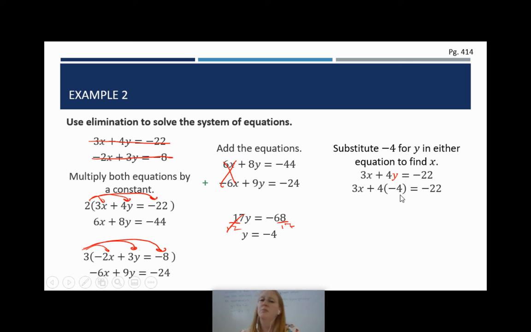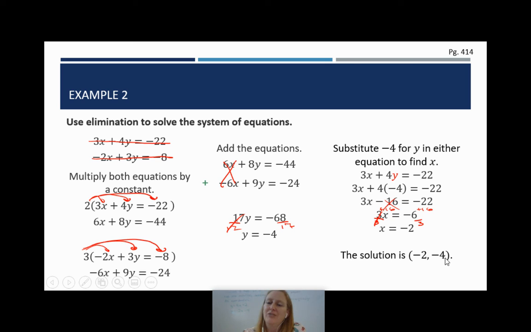Of course, 4 times negative 4 is a negative 16. And I'm going to go ahead and add 16 to both sides. So those will cancel out. Negative 22 plus 16 is negative 6. And then we'll divide both sides by 3. And that cancels out. So I get x equals negative 2. Don't forget to write your solution as an ordered pair. My x coordinate is negative 2. My y coordinate is negative 4. Awesome.